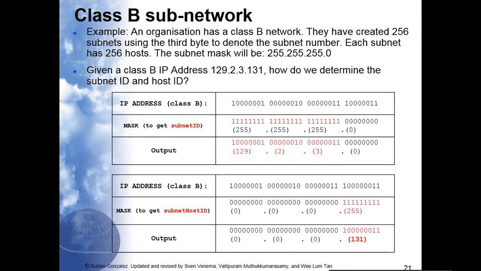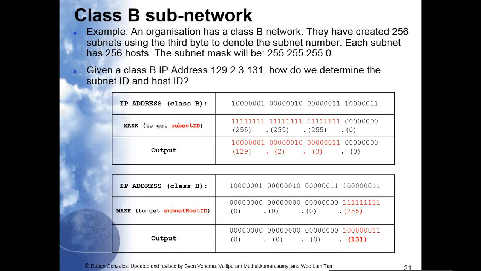So imagine that an organization has a Class B network. They have created 256 subnets using the third byte to denote the subnet number. So normally in a Class B network, the first 2 bytes are the network. That means you have 2 bytes for the host. What we're saying is those 2 bytes for the host, we're going to chop them up. The first byte is our subnetwork, the last byte is the host. That means we can have 256 subnets, and each of those subnets has 256 hosts. So given that address, how do we determine the subnet ID and the host ID?